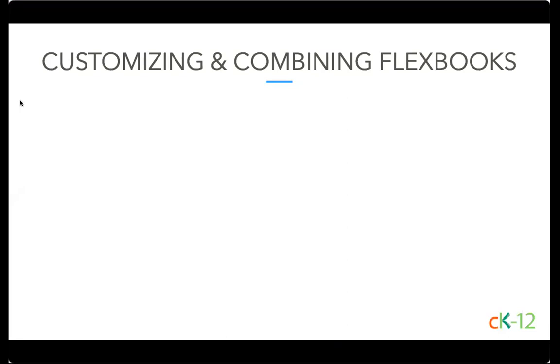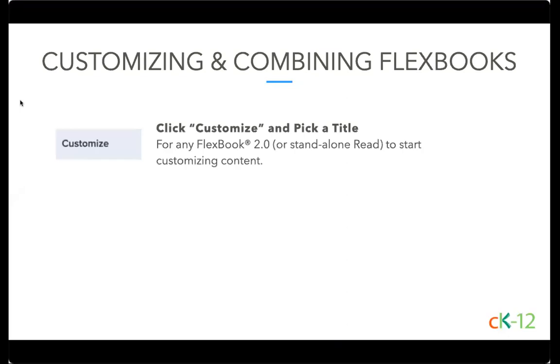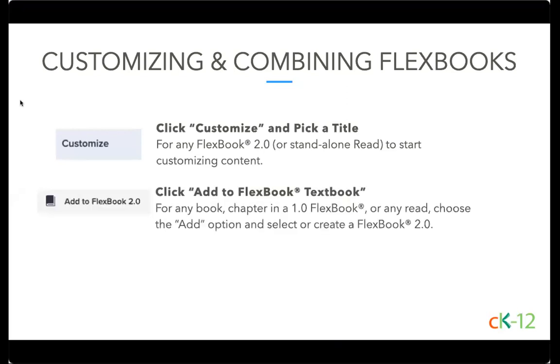Great. So if you're starting with a CK-12 Flexbook, or one that someone else has made and you find published on CK-12, the first thing you can do is click Customize, and that will make a copy that you can then begin to edit. Now, if you want to pull from multiple existing books, you can use the Add to Flexbook or Add to Flexbook 2.0 options to add individual lessons, chapters from our legacy content, or whole books to an existing or a brand new book. So that's your way that you can combine things together.